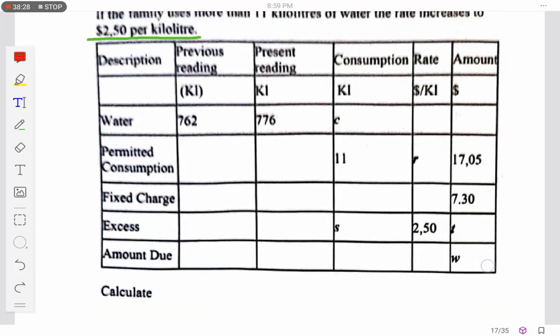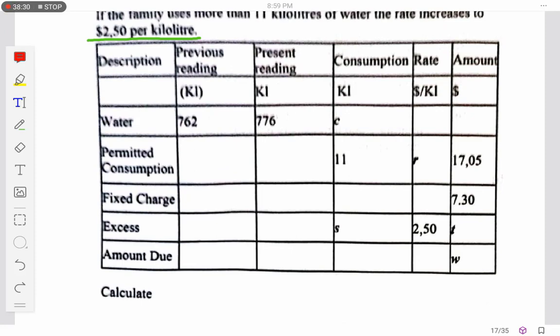C, consumption for the month. So to get our consumption, this is our C here. You find out we had a previous reading which was 762. Then the present reading is 776. So it means when we are using our water, we started with 762. Now we are at 776.